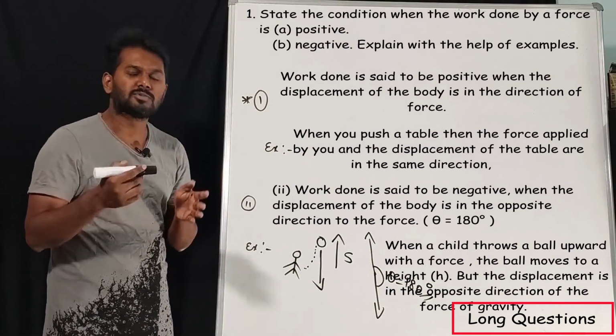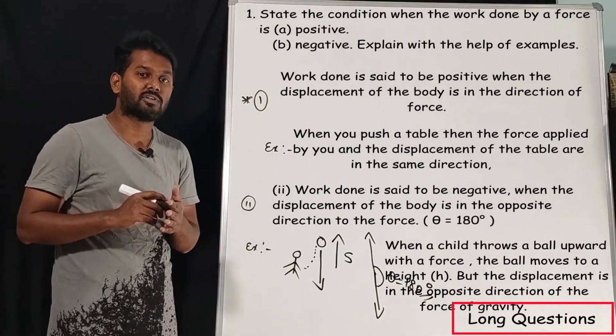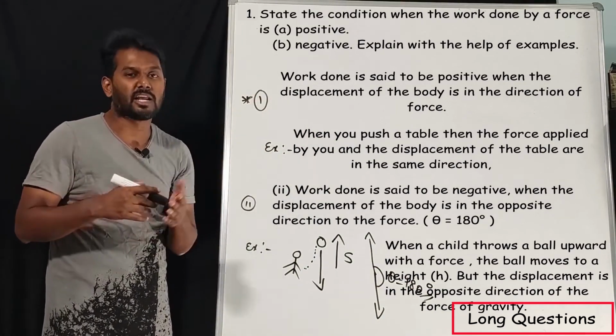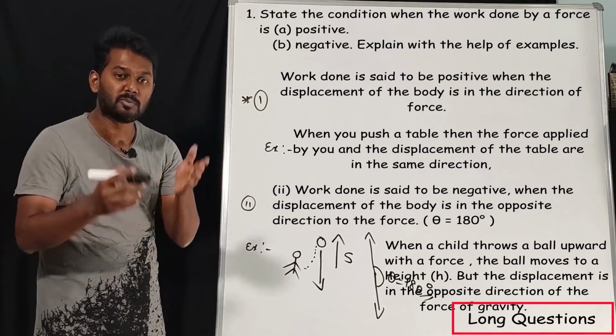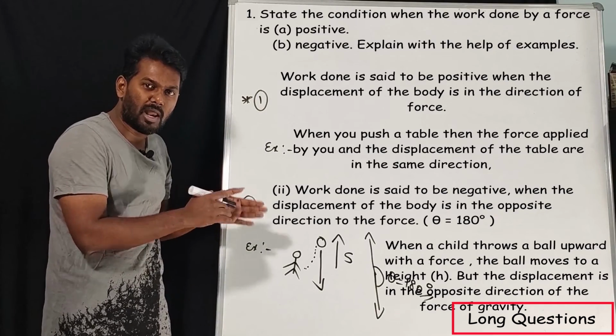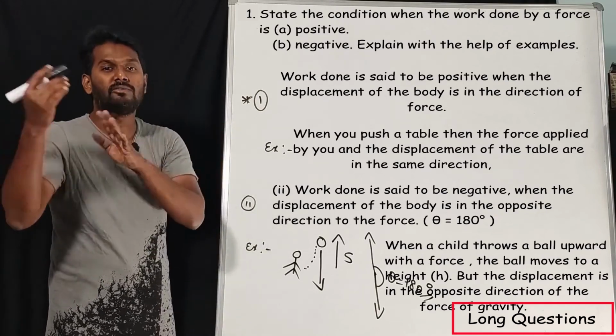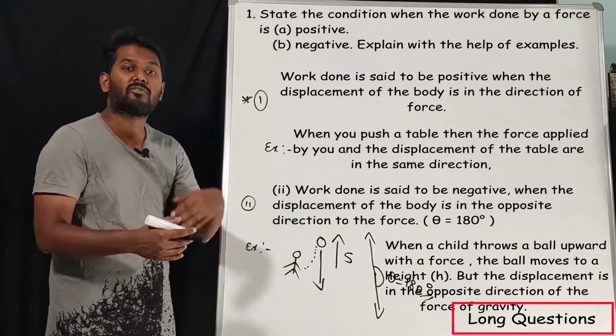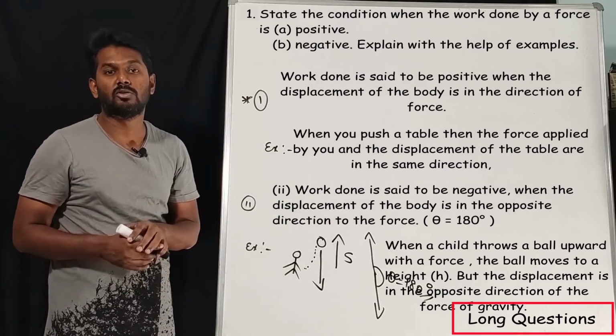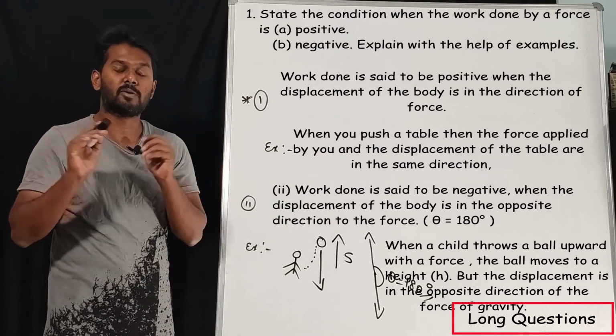That's it. See, when it comes to examples, they are not expecting the examples which are there in the textbook. You can also use your own example. You can create your own examples, but make sure it is suitable and you are using all the keywords like force applied, the direction of force applied, the direction of displacement, angle between those two. All those things are very much important.